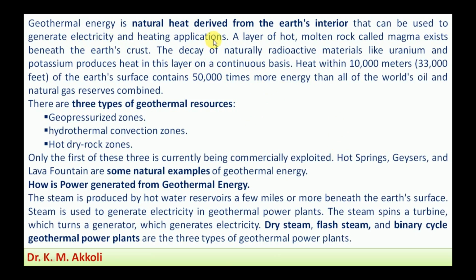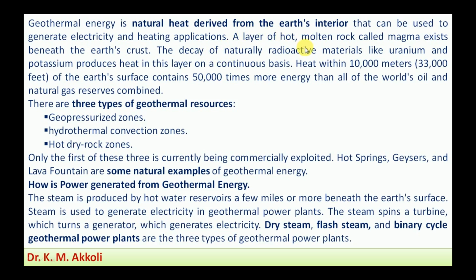Geothermal energy is natural heat derived from the earth's interior. This natural heat can be used to generate electricity and for heating applications. It is not only used for generating electricity; in colder regions where the temperature is lower, we can also heat buildings using this heat.